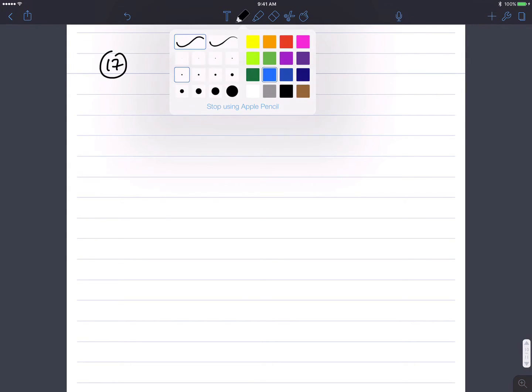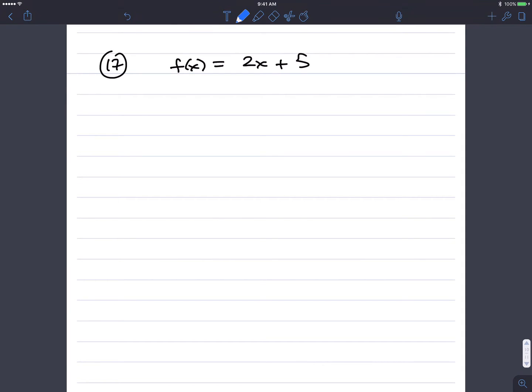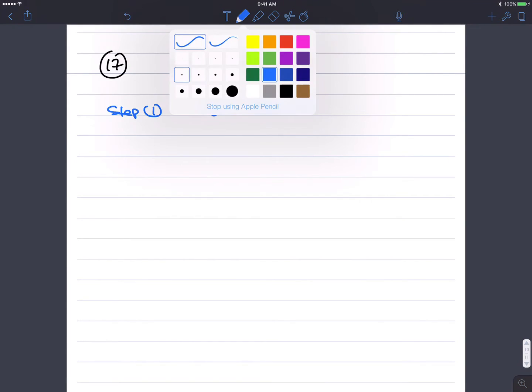Okay. Let's find some inverse functions. First step, you gotta wake up. Step 1. You guys want to tell me what the first step is? You got it in your notes. Y equals 2x plus 5. Step 1.